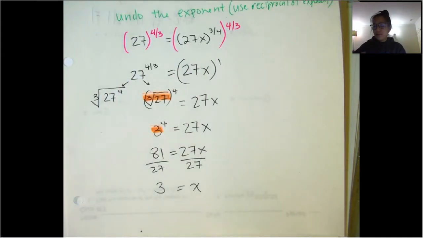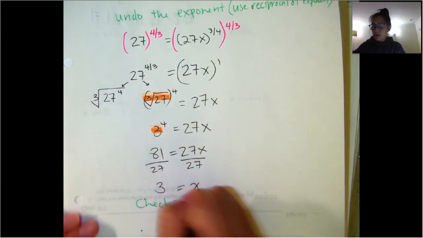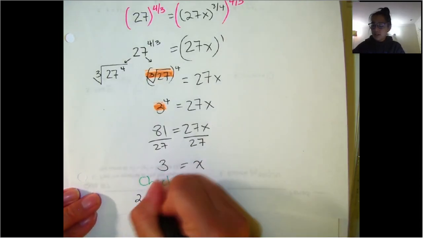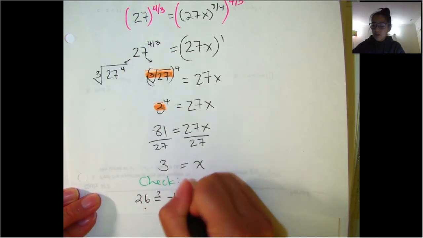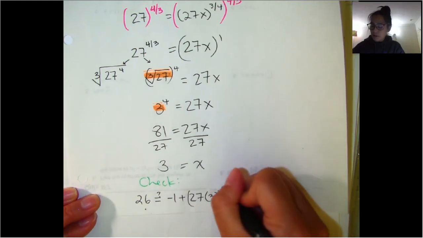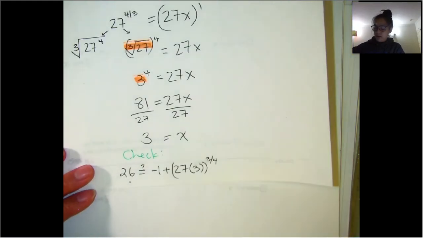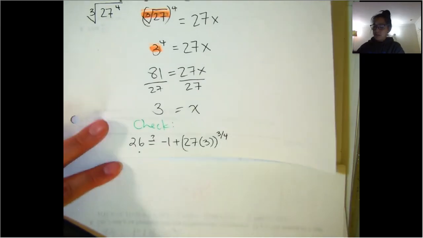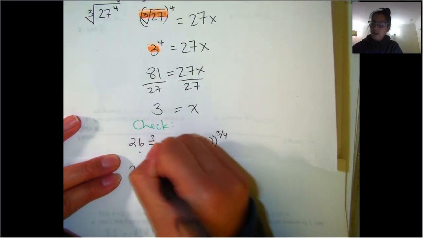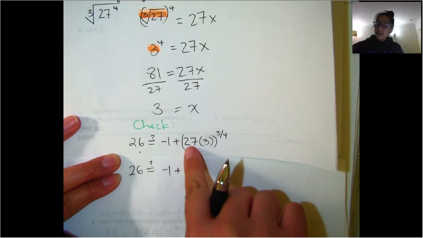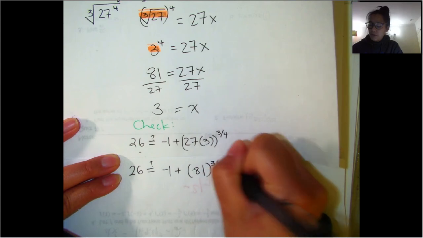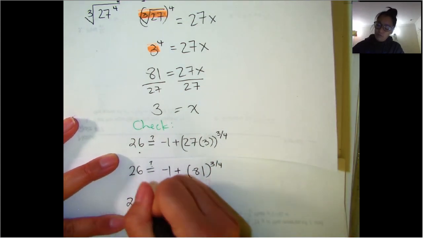We need to check our work. So check. So we'll plug 3 back into the original equation just to make sure it works. So 26, does that equal -1 plus 27 times 3 all to the 3/4 power? Well, let's go ahead and try this. So if we do, does 26 equal, and then -1 plus, well, 27 times 3, that's going to be 81 to the 3/4 power.